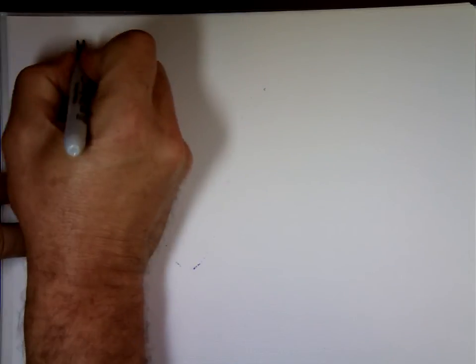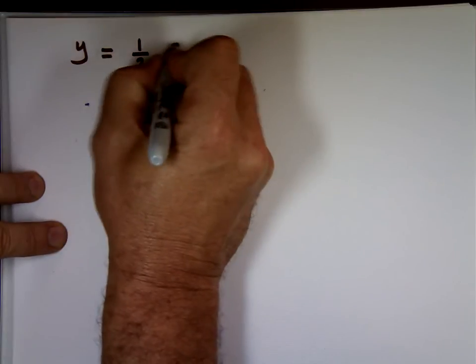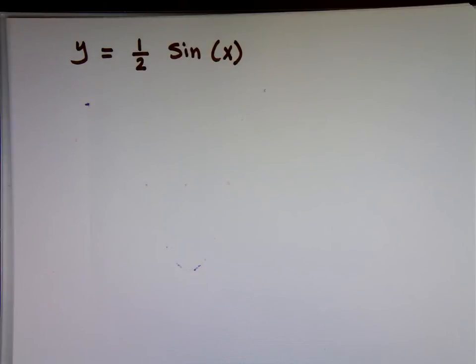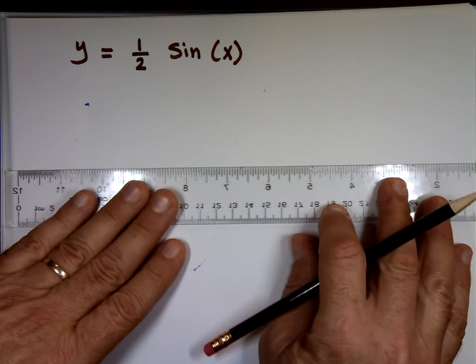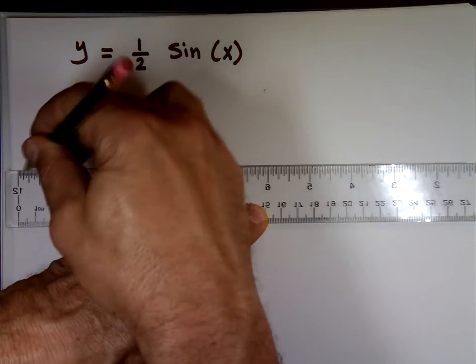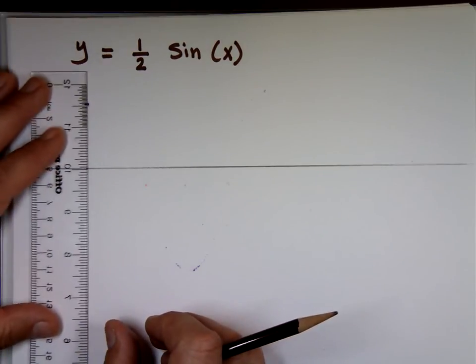Let's try another example. Here we go. Let's graph y equals 1/2 sine of x. I meant to say 1/2 cosine, but it's all right. 1/2 sine, that's fine.